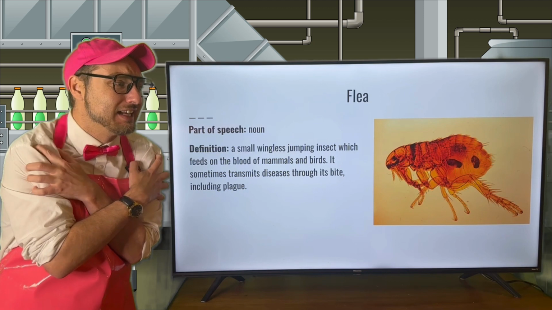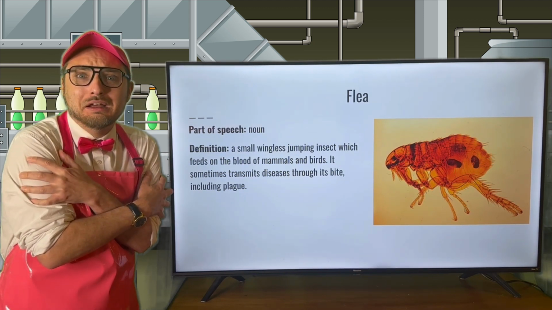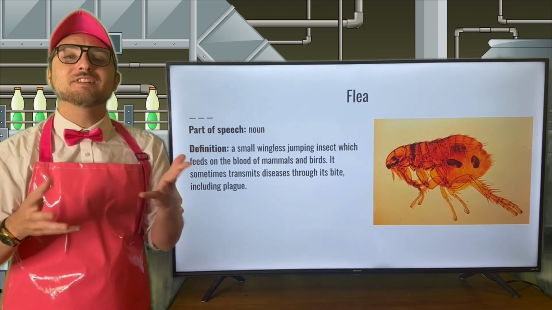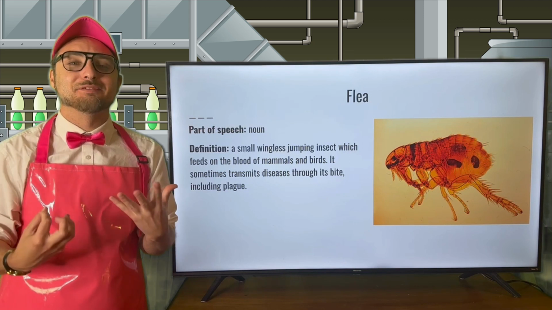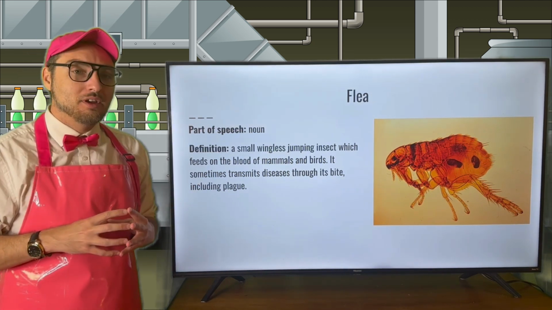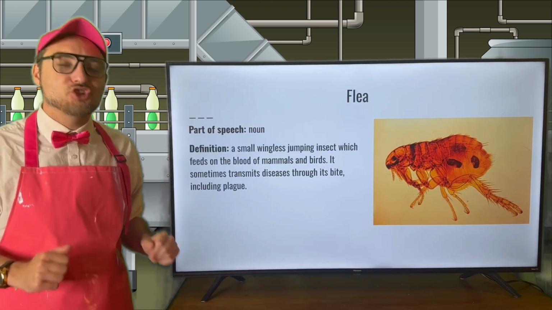Why am I itchy all of a sudden? Help me. Anyway, a flea is an insect that attacks different things, sucking its blood. So it's a noun. But how do I use flea in a sentence? Let me go ahead and show you.